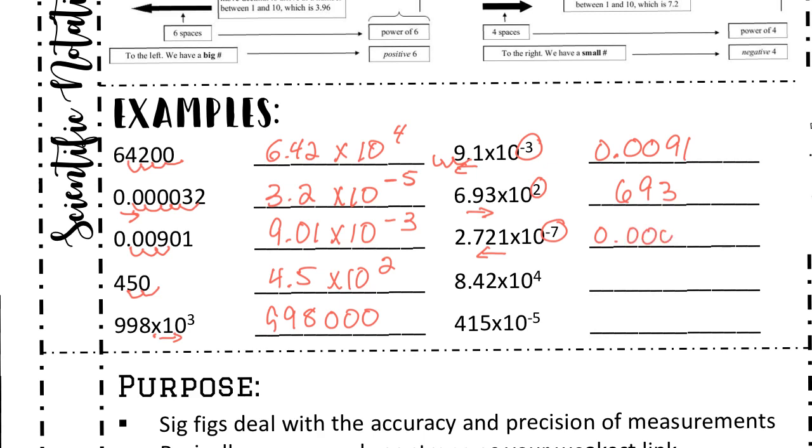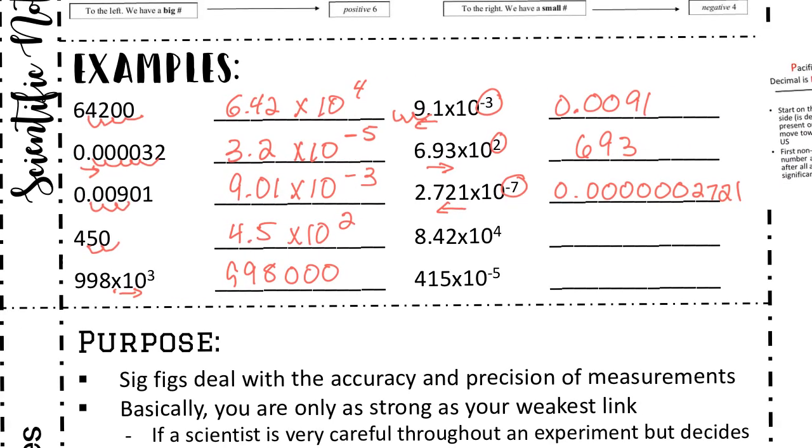1, 2, 3, 4, 5, 6, and now I'm ready to write the number 2721. Really, really tiny number. This one here, positive exponent, so I'm going to move it in this direction. 8420. Now there's 4 places I have to do, so I have to put another 0 here.